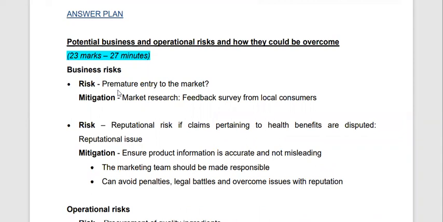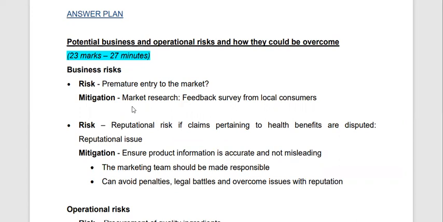Without proper information, without carrying out proper market research, without having knowledge about the demand for infused teas in these three markets, we are going to enter into the market. So that's a risk, premature entry to the market. So how can we mitigate this risk? We have to conduct market research appropriately.